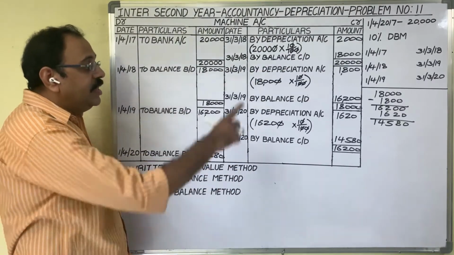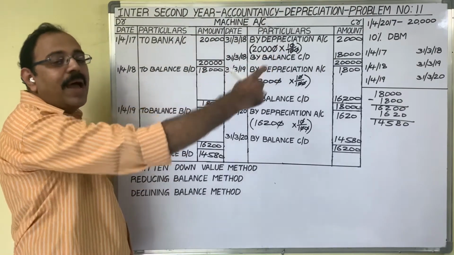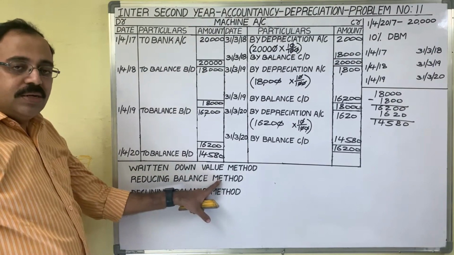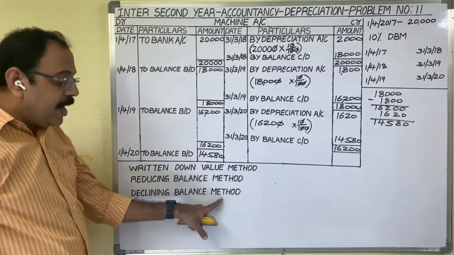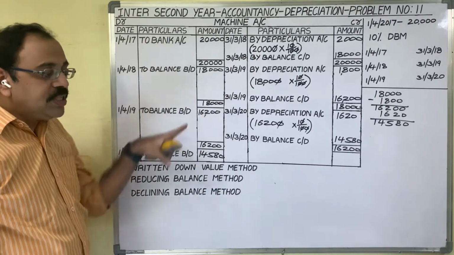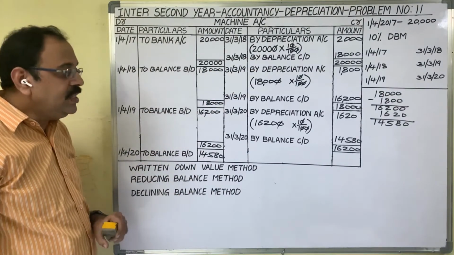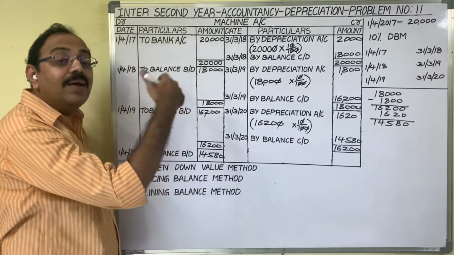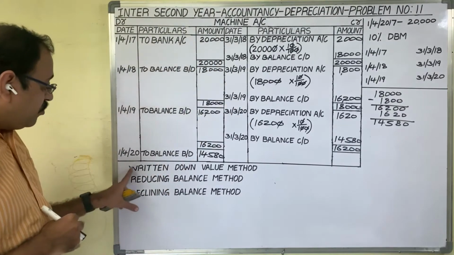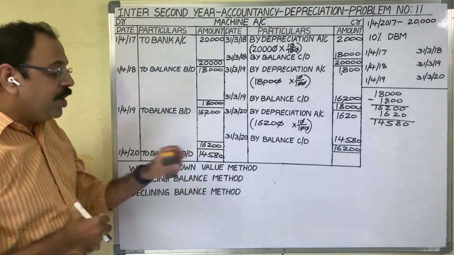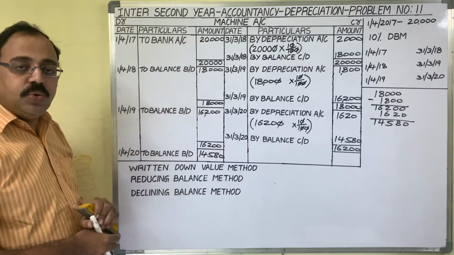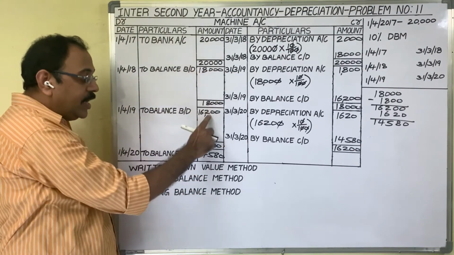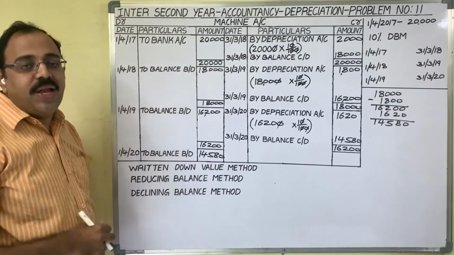That is why this method is known as diminishing balance method or reducing balance method or declining balance method. Three names give the same meaning. That is, every year on decreasing opening balances, we are calculating depreciation. Other name of this method is written down value method. Why this name is used? Written down value means opening balance or book value.